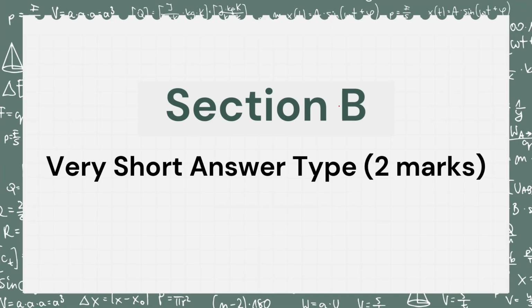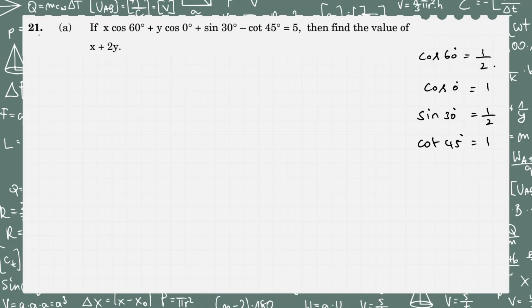Let us solve section B, very short answer type, 2 marks each. Question 21 has two choices. The first one is, if x cos 60 degree plus y cos 0 degree plus sin 30 degree minus cot 45 degree equals 5, then find the value of x plus 2y. So we have to use the given expression to find the values of x and y, and from there we have to evaluate x plus 2y. Before doing this, we should know all these values from the trigonometric table.